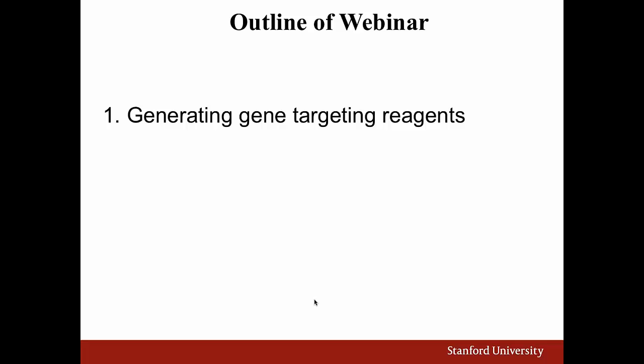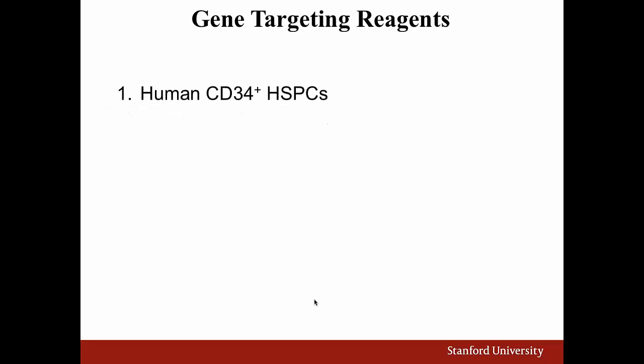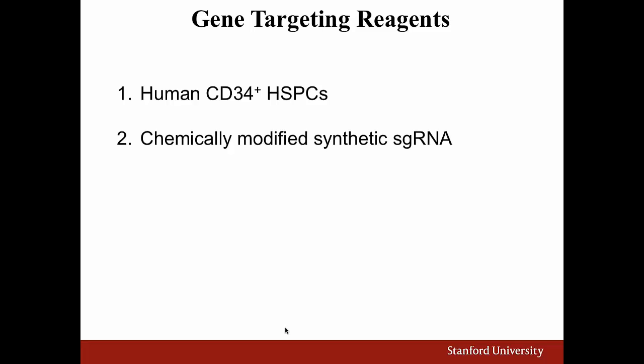So first we'll focus on generating the gene targeting reagents. The main things you need for editing of hematopoietic stem cells by homologous recombination: one is human CD34 positive HSPCs, so I'll go over the different types of sources and their efficiencies and also their potencies. Two is, within our lab, we use chemically modified synthetic guide RNAs. We found that they're highly active within stem cells in particular, and again, I'll go over those types of modifications.